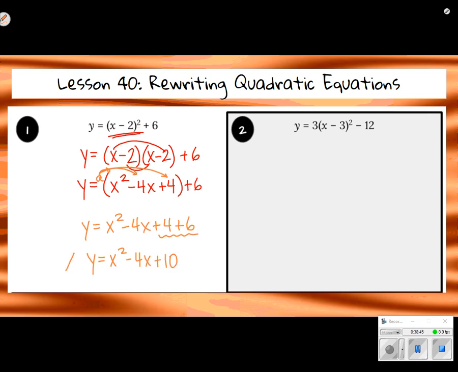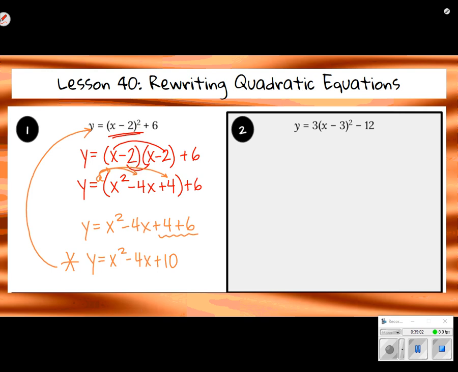Now let's say you don't feel 100% confident. You can take this and plug them into y equals and compare the graphs. The parabolas should be one on top of the other. You just have to plug them in to check and see if you did it right.